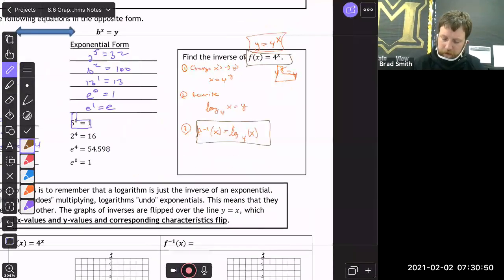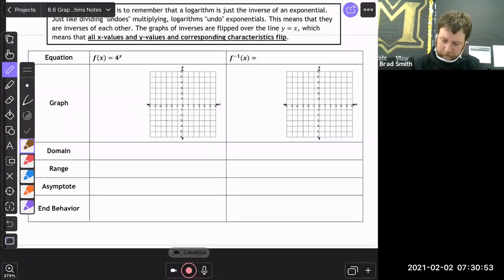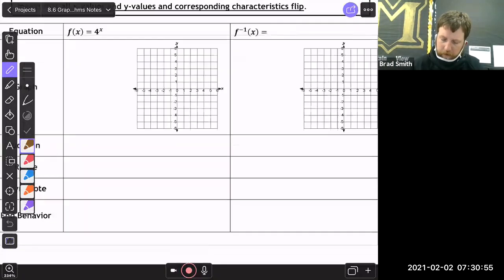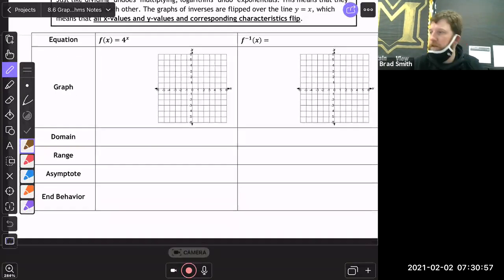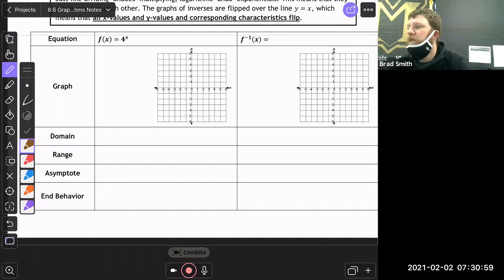All right. So let's go back. You can read that. I'm not going to stop zooming. So the key is to remember that a log is just the inverse of a function. Just like dividing undoes multiplication, logs are going to undo exponents. That means they are inverses of each other. So the graphs are also flipped over the line y equals x, which means that all the x values and y values in the corresponding characteristics are flipped. So we'll talk about the difference here.